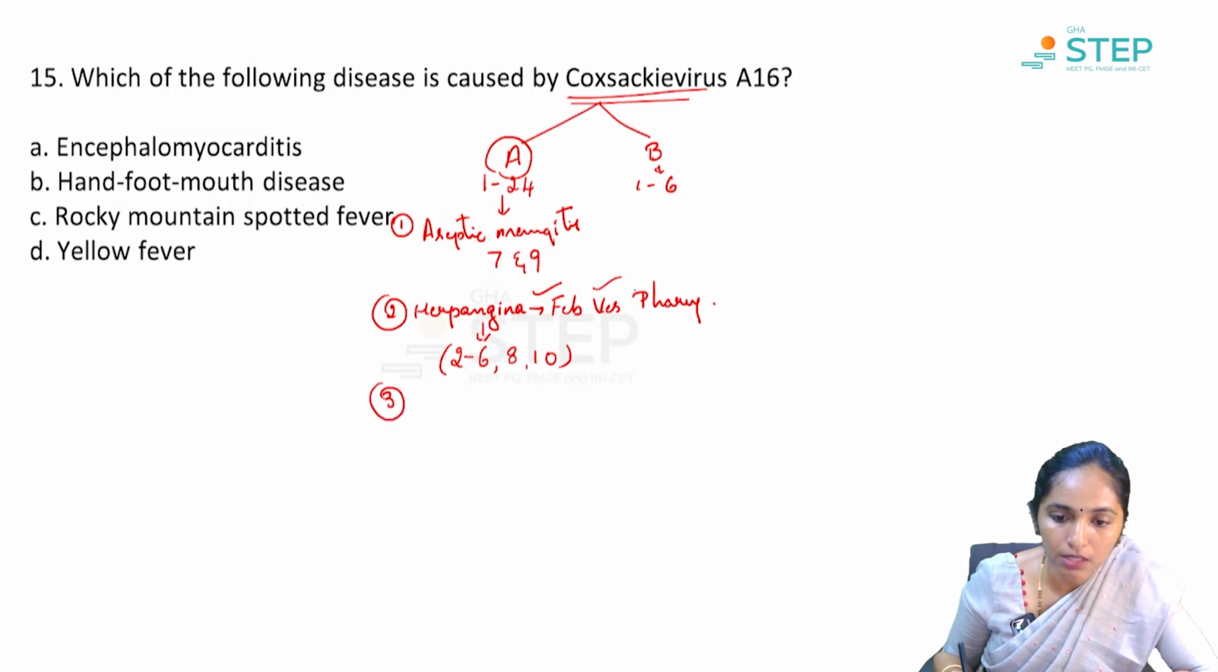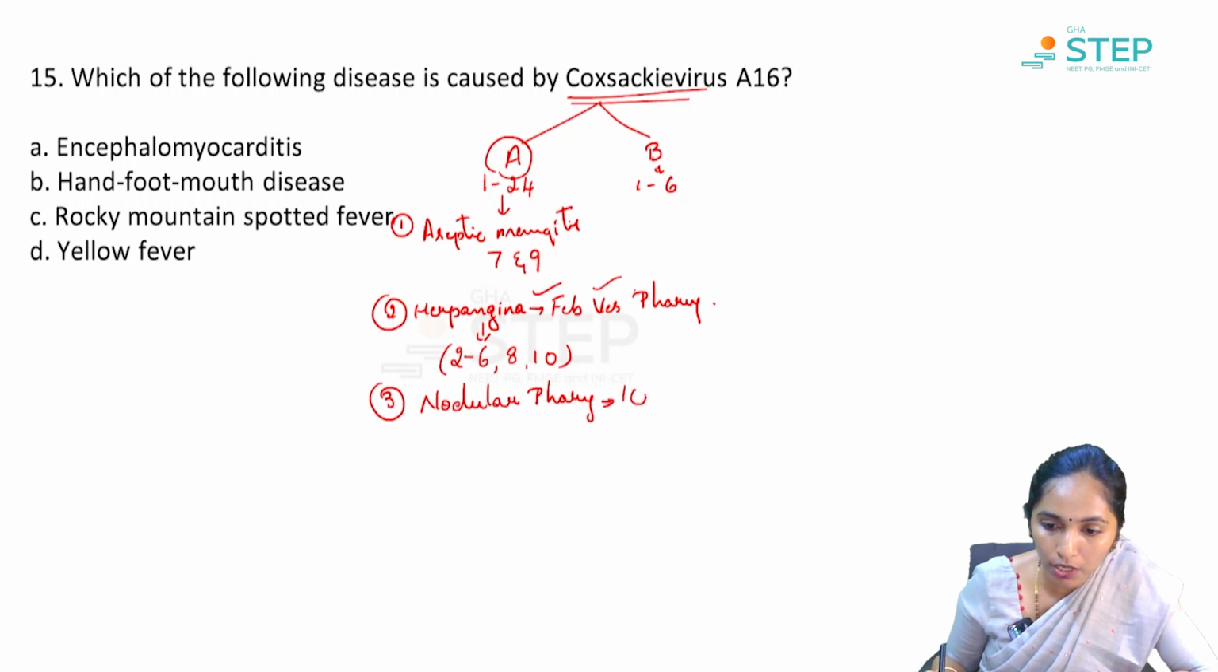The third one is nodular pharyngitis. There will be a history of pharyngitis, but there will be no ulceration in the pharynx. That is nodular pharyngitis, caused only by serotype 10.